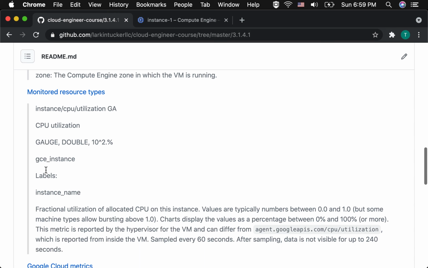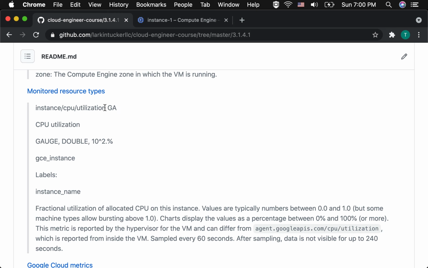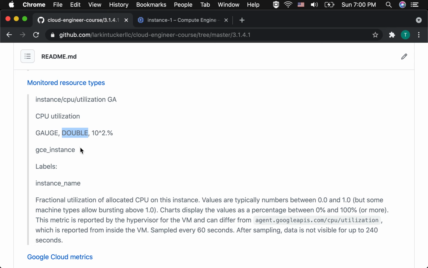In this case, the metric, on the other hand, is basically this string right here. That is the metric. So that's essentially the identification for the metric. And a couple of key things. It has this gauge and this double, which we'll talk about in a minute, right? And it applies to GCE instances. And it itself actually has a label called instance name to uniquely identify it. So again, this is basically defining the metric itself. And then, of course, the third part of this is the actual data.